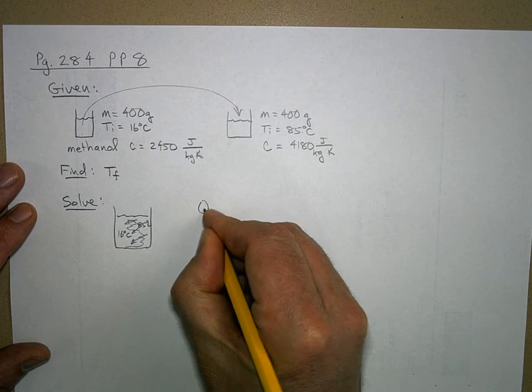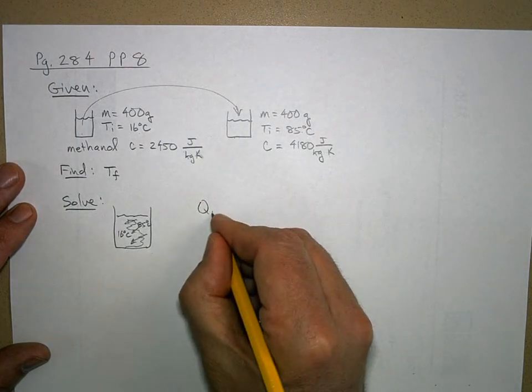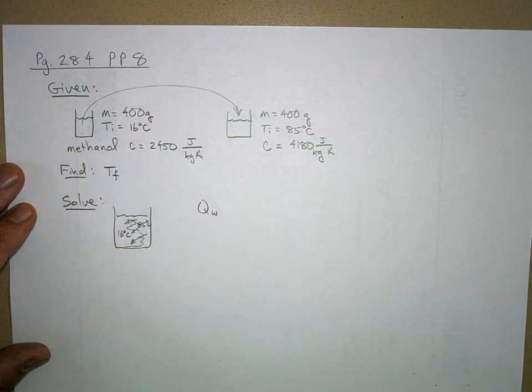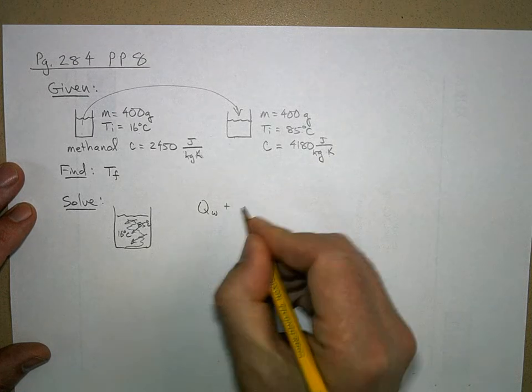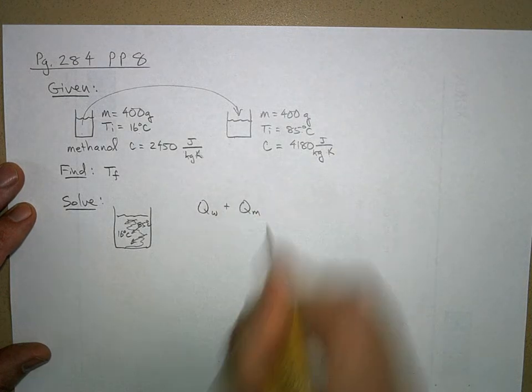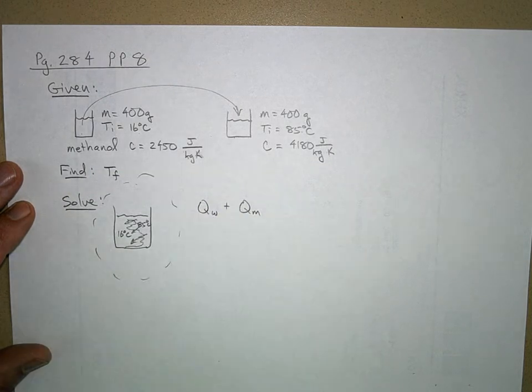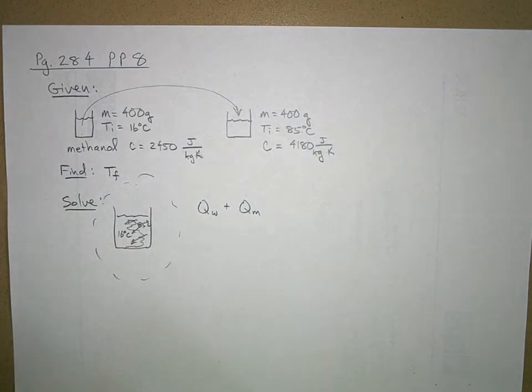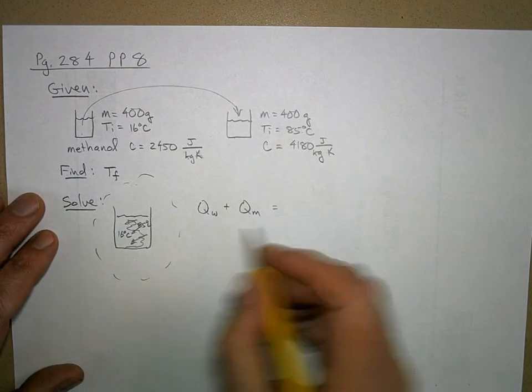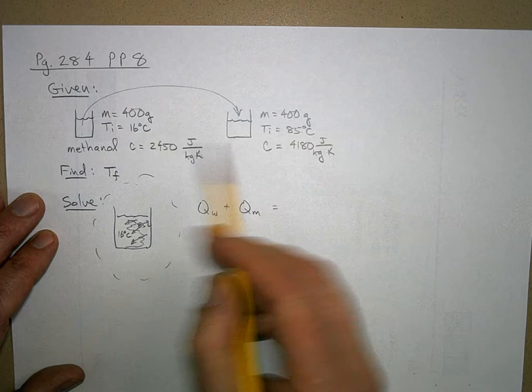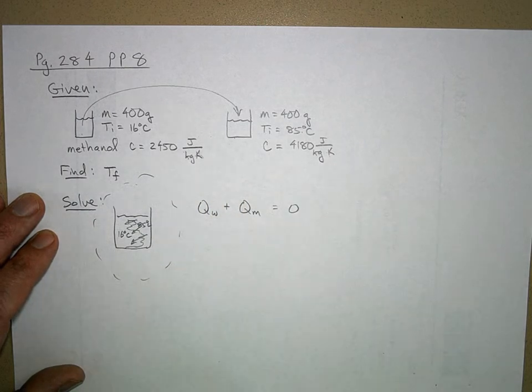Now, we have the water. There's going to be heat lost from the water, and that heat is going to be gained by the methanol. But we say that this system is isolated from the rest of the universe. No heat energy is getting in, no heat energy is flowing out. So when I add the changes in heat of the water and the methanol, I'm going to get 0.